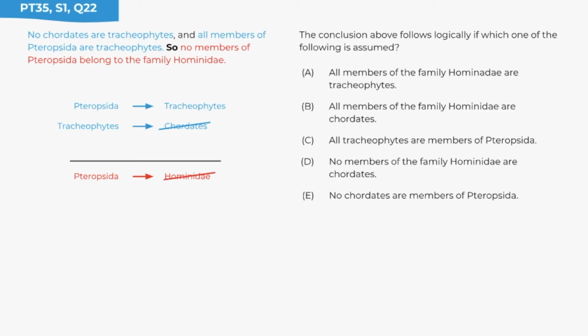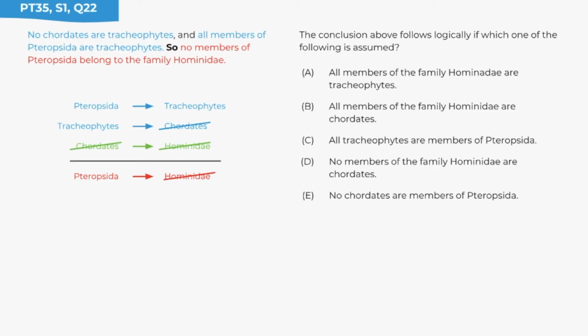So the missing link in this argument is going to be if something is not a chordate, then it's not a Hominidae. Or by contrapositive, we might also be looking for if something is a Hominidae, then it's a chordate. Either way, that's the relationship that we need to build a bridge. We need to connect so that we can complete this argument.